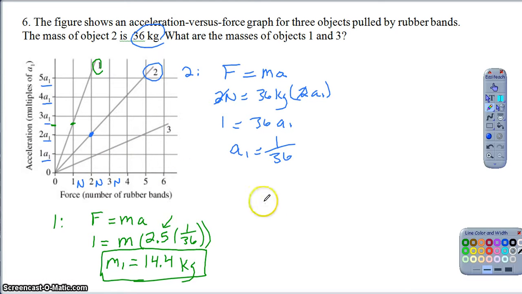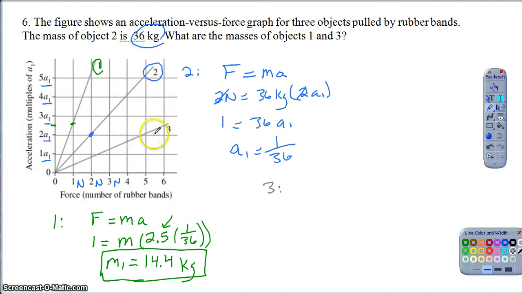So then doing the same thing for object 3. If I'm looking at this graph, the mass of this third one should definitely be higher than 36 because the acceleration is not as steep. The acceleration goes up more gradually, and if I'm applying the same force but getting less acceleration, that tells me the mass has to be higher. But anyway, I'm just going to choose a point.